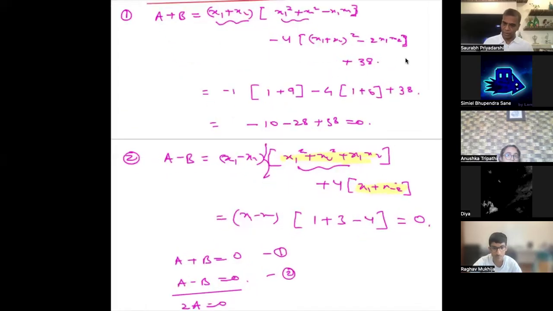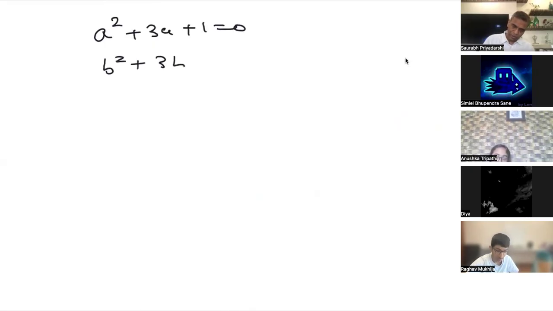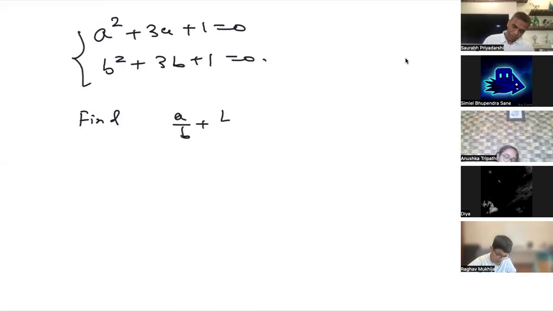Okay. Now, second question on this. Again, this one is a simple one, but I guess you will understand why I'm giving this. A square plus 3a plus 1 is equal to 0, B square plus 3b plus 1 is equal to 0. A and B are real numbers, and they satisfy a square plus 3a plus 1 is equal to 0, b square plus 3b plus 1 is equal to 0. Find the value of a by b plus b by a.